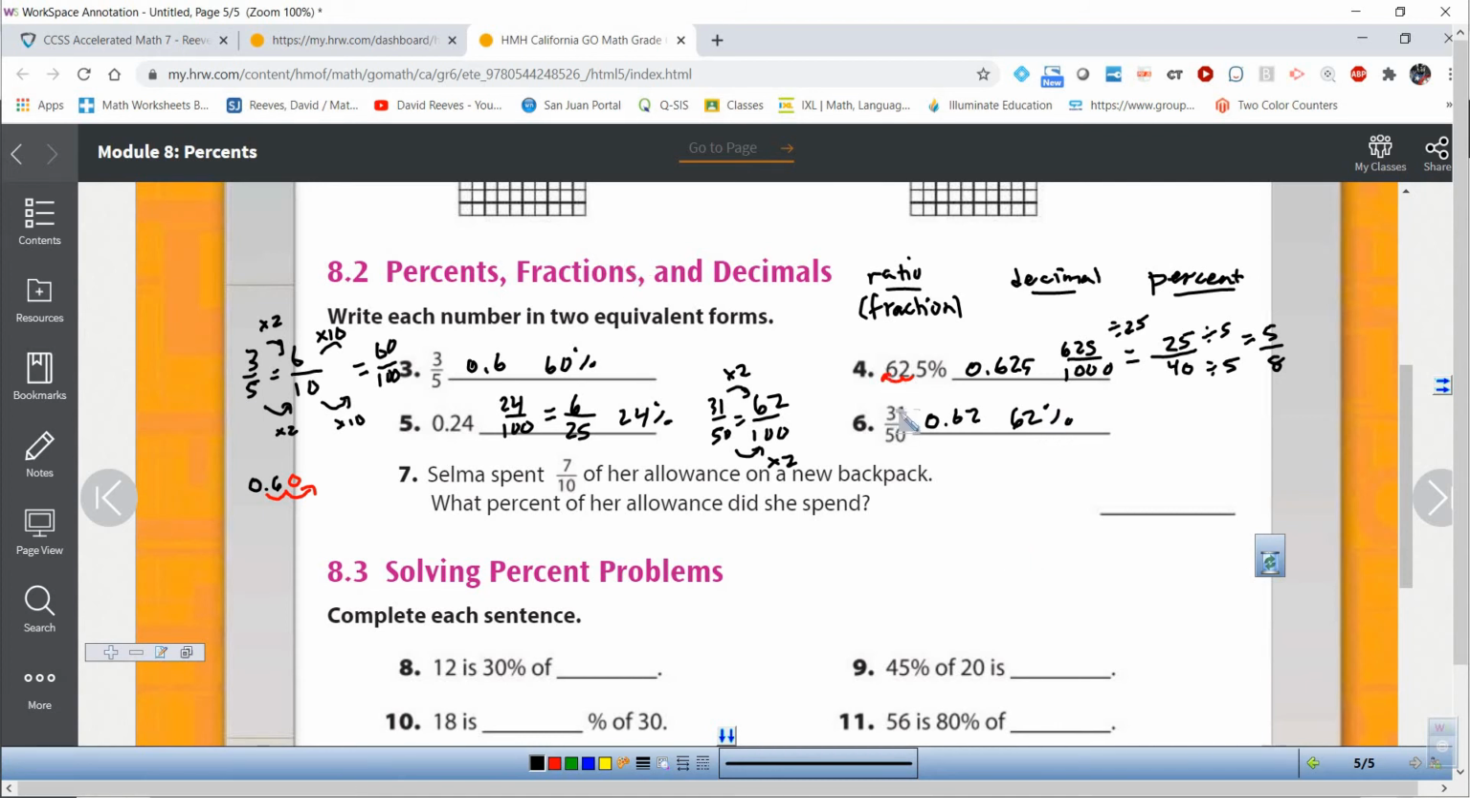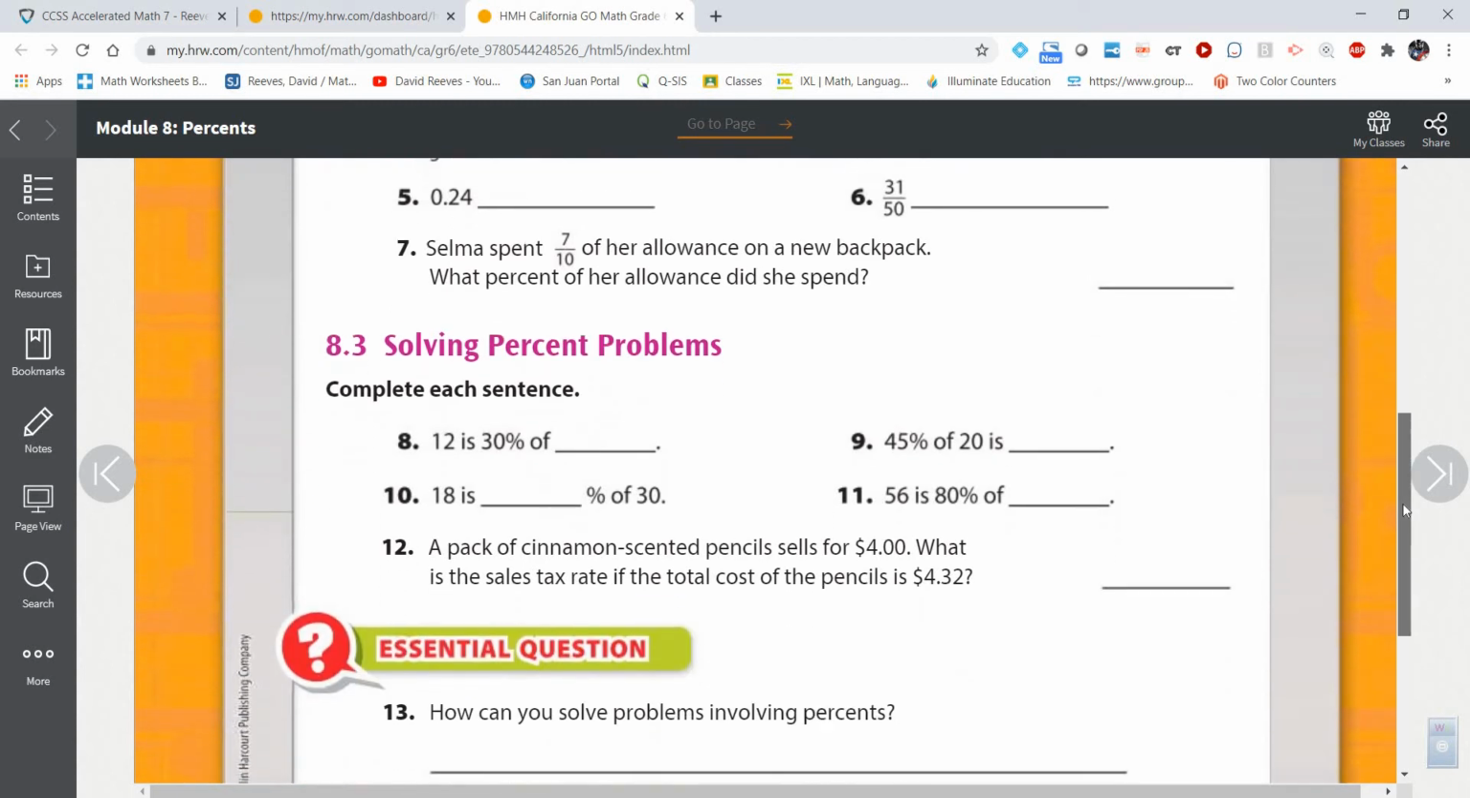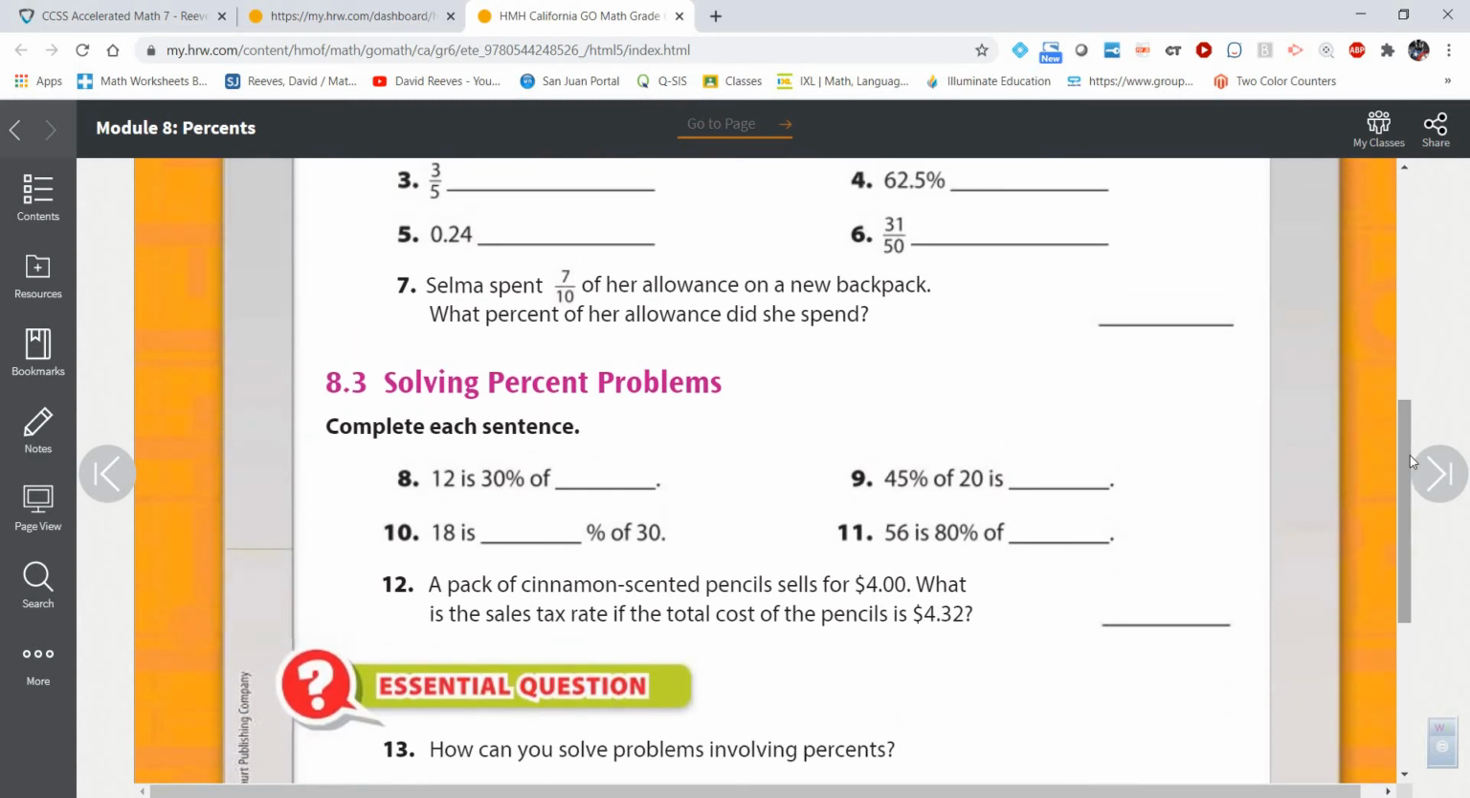All right, so there it is as a fraction. There it is as a decimal, and there it is as a percent. Those are the 3 different ways, ratio or fraction, decimal, and percent, to represent these equivalent numbers. All right? Okay, then we get to lesson 8.3, solving percent problems.